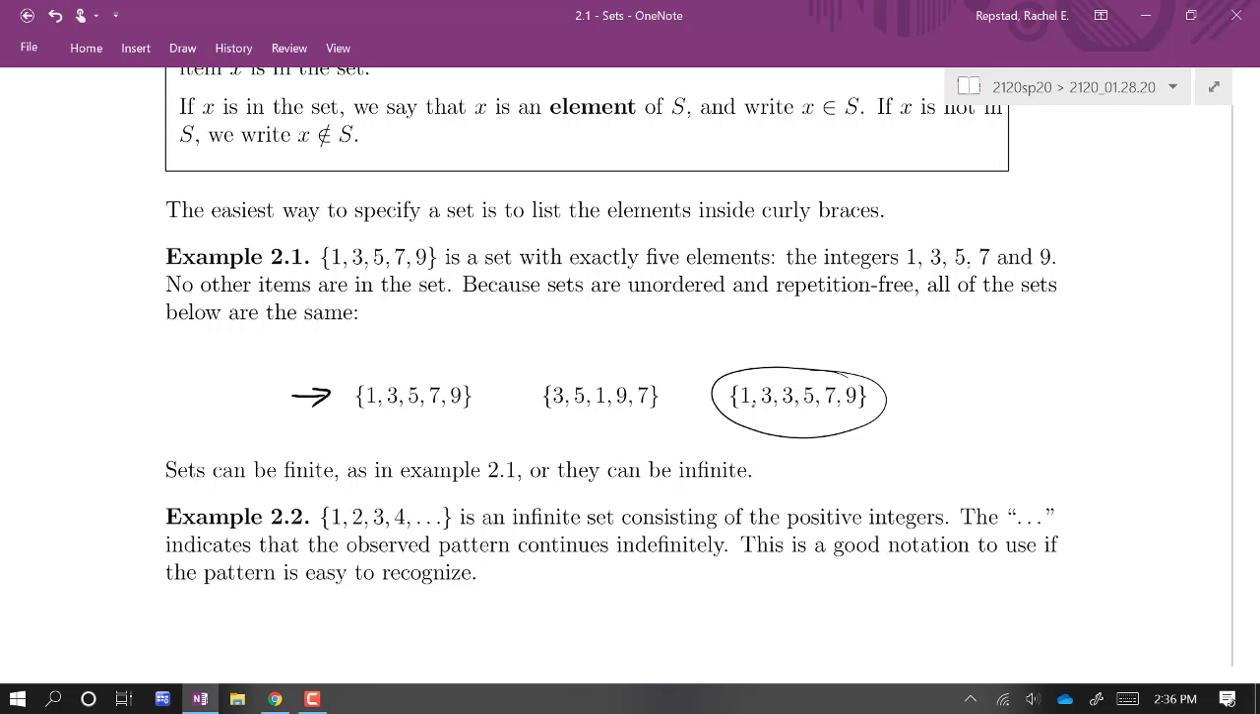Sets can be finite sets or they can be infinite sets. So the set of all positive integers, we could denote by just starting the pattern, 1, 2, 3, 4, that's a pretty clear pattern, we know how to continue it, and then end it with a dot, dot, dot, which just indicates that that pattern continues indefinitely.